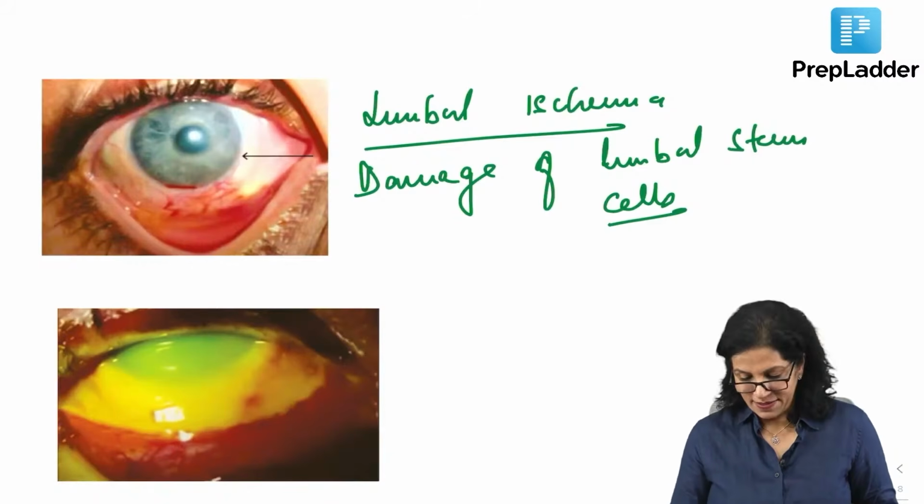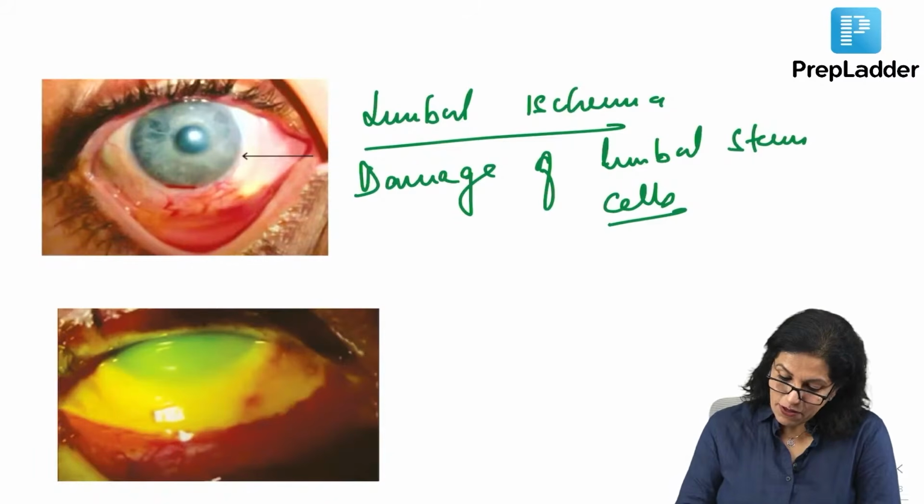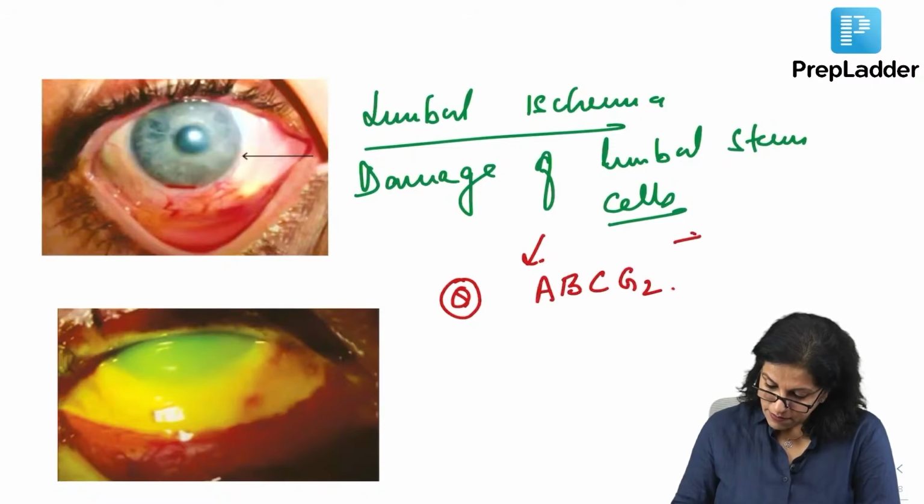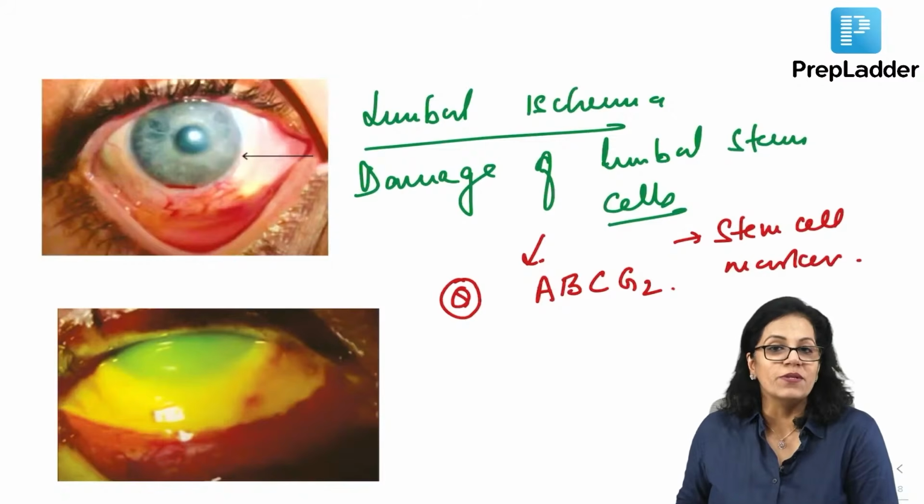Okay, so suddenly when I am talking about all this, I remember one more INICET question here. What is the stem cell marker? They have asked you this. I think you have to learn ABCG2. So the corneal stem cell marker here is this. This was also your exam question.